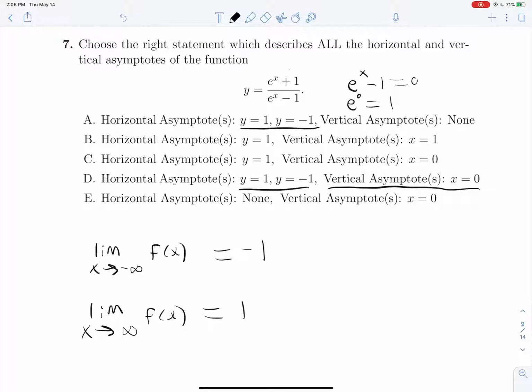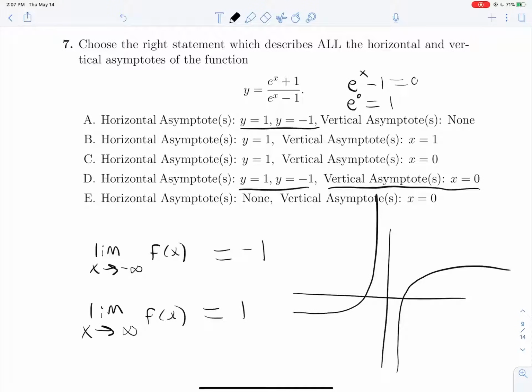And you should graph this thing out too and take a look at what these things actually look like. It would probably be something like, I don't know, this is going to be ugly, but like that kind of thing. So you see we're approaching negative 1 as x approaches negative infinity. We're approaching 1 as x approaches infinity, and at x is equal to 0, we have this vertical asymptote that they're also approaching. Okay, so that gives us D as our answer for 7.